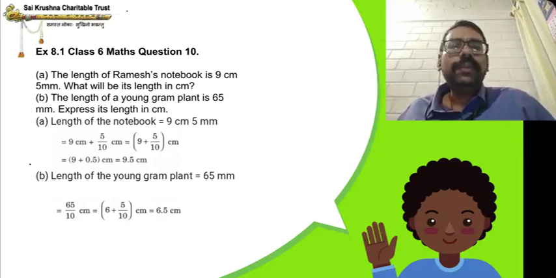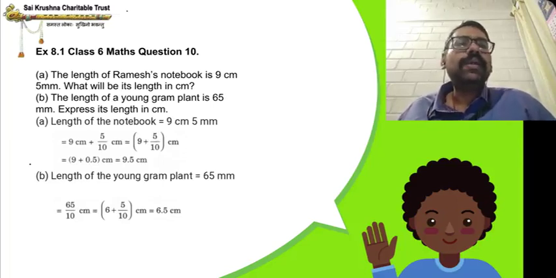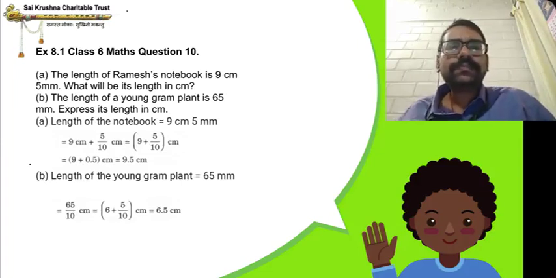So if you want to convert millimeter to centimeter, what will you do? Can anybody tell me? Yes, you can do division. 10 millimeter is 1 centimeter. Therefore, 5 millimeter is 5 divided by 10 centimeter. That is 0.5 centimeter. So 9 plus 0.5 centimeter will give 9.5 centimeter.